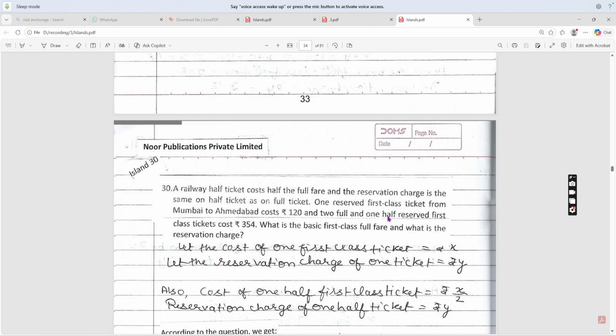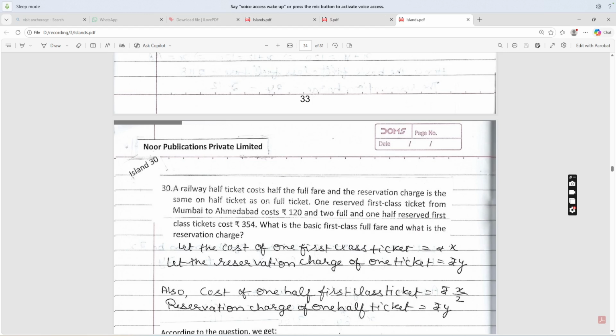So its fare would be half of the amount we have to pay to book the full ticket. What is the amount we paid to book the full ticket? That is X rupees. So the charge for one half ticket is X upon 2, but the reservation is the same, that is Y. So what will we get? X plus Y is the cost of one full ticket along with the reservation. Again we have X plus Y, the cost of the next full ticket along with reservation charges, plus X upon 2 plus Y. Why? Because X upon 2 is the amount of one half ticket and Y is the reservation charge.